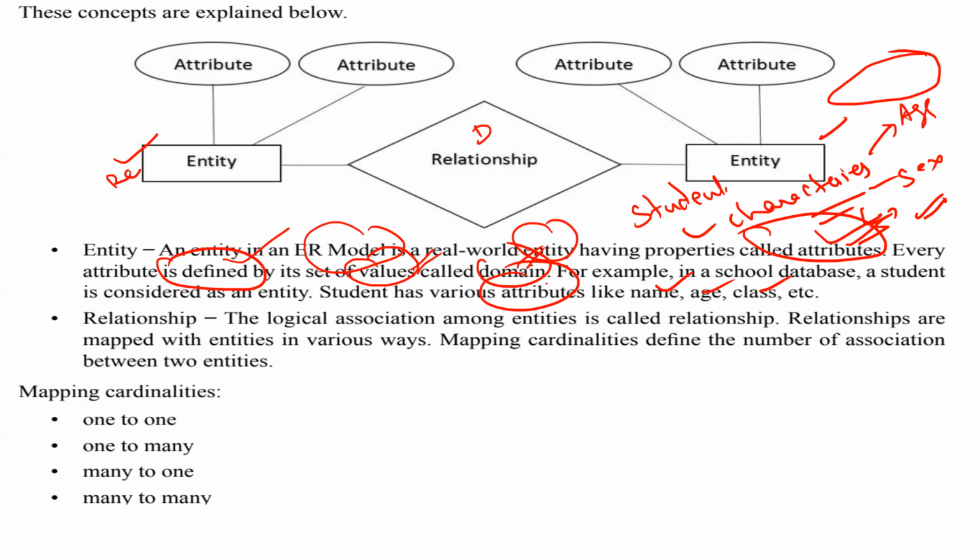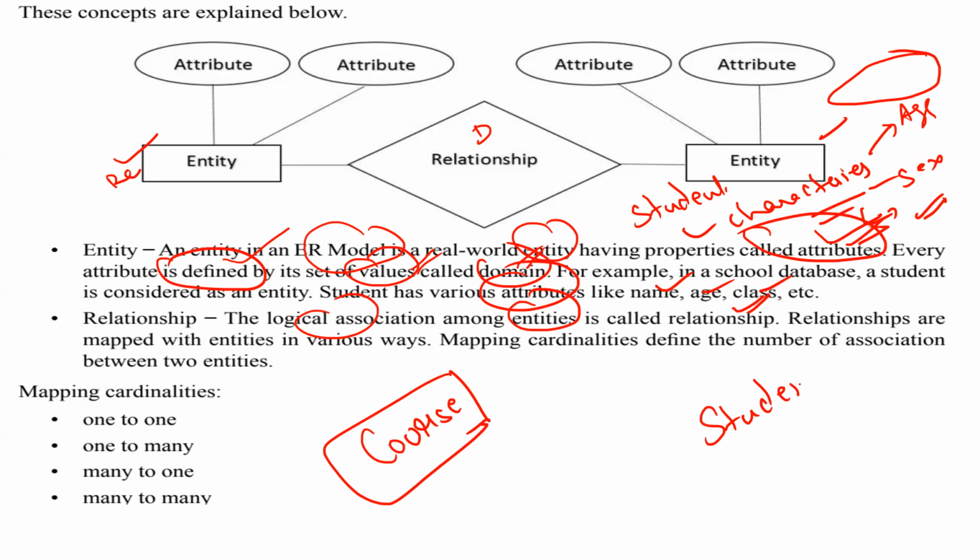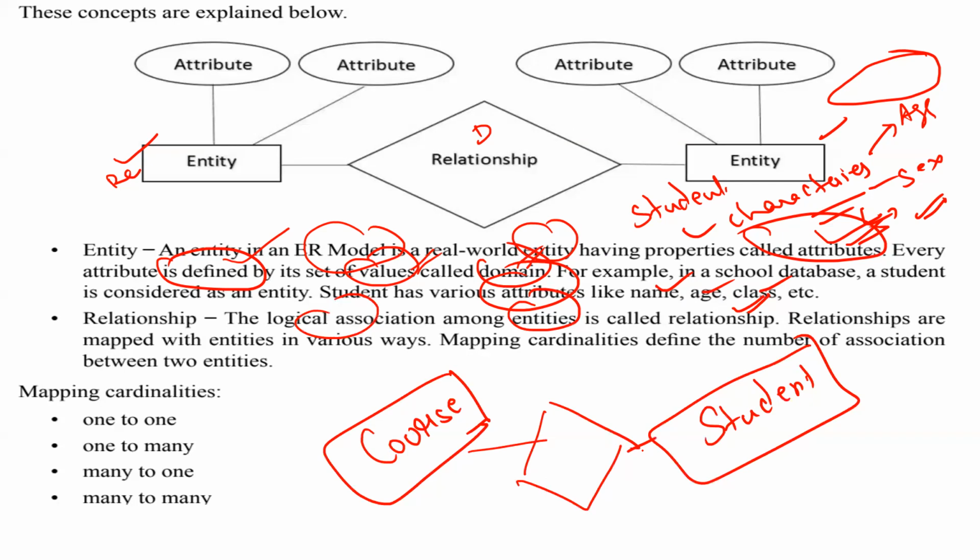The logical relationship among entities is called a relationship. Logical association, like, say, a course is also an entity, and here student is also an entity, so there is a relationship between them. I will also tell you the types of relationship. The logical association among the entities is called a relationship.